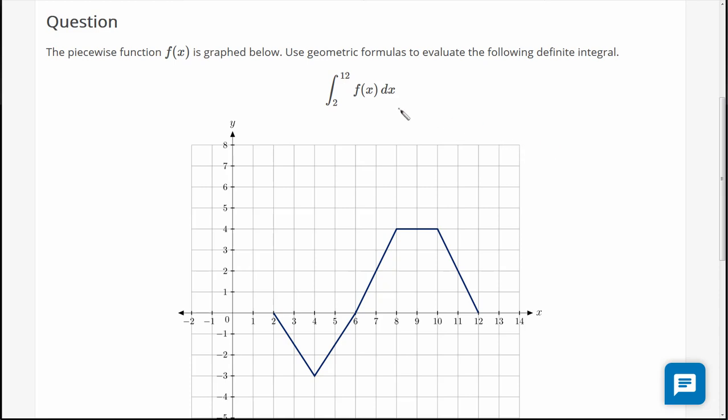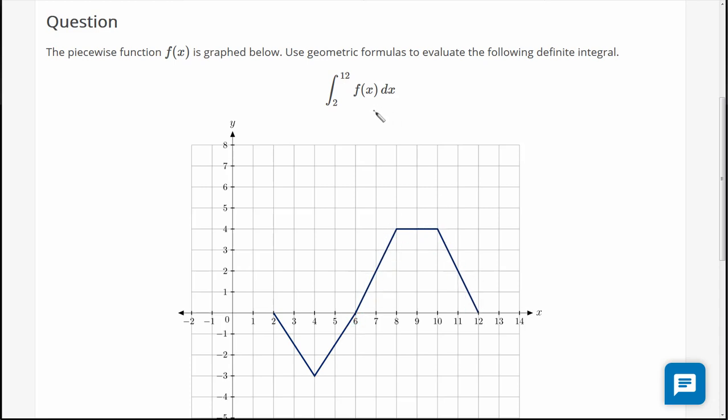So we've got a definite integral here. This question is asking us to evaluate this definite integral: the integral from 2 to 12 of f of x, and this is the graph of f of x.